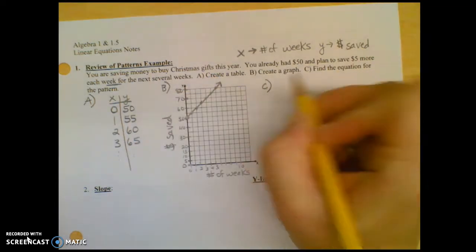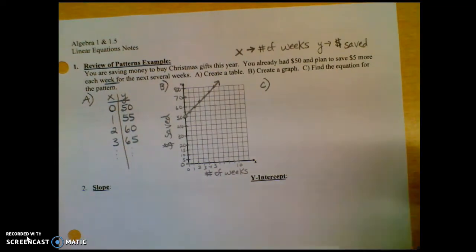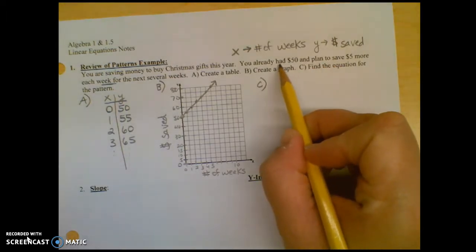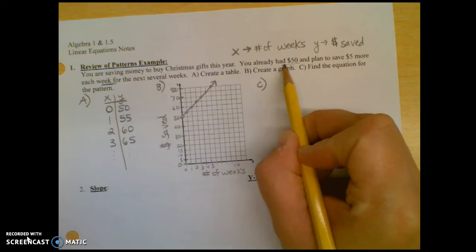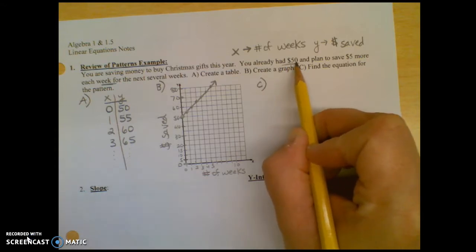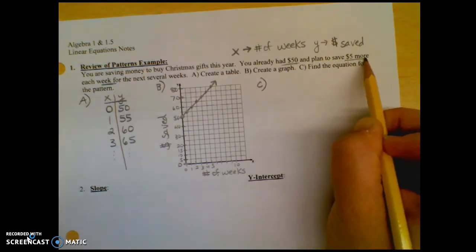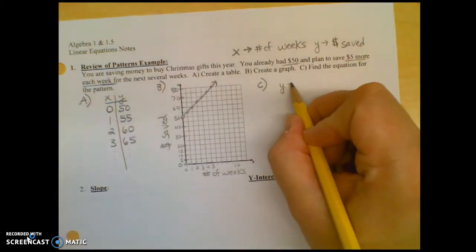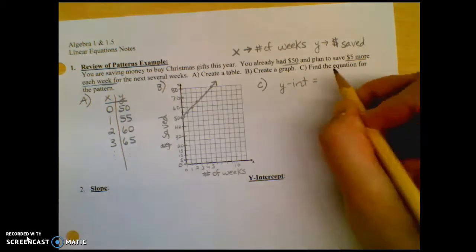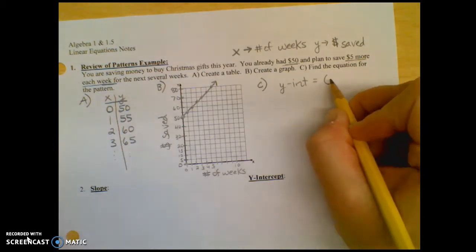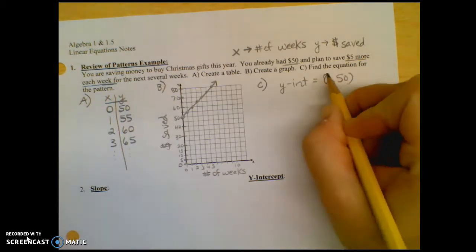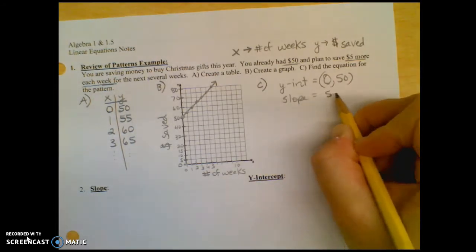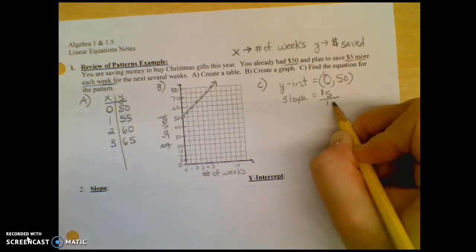Part C is going to be our equation, which we could have started with our equation because the fact that they give us that you already had 50 is our y-intercept, and then it's $5 more each week. That's our slope. So our y-intercept is (0, 50), and our slope is $5 for every 1 week.